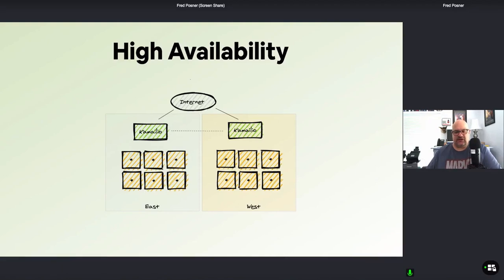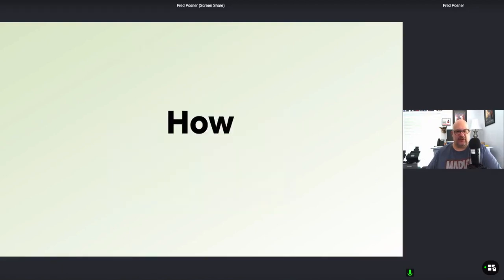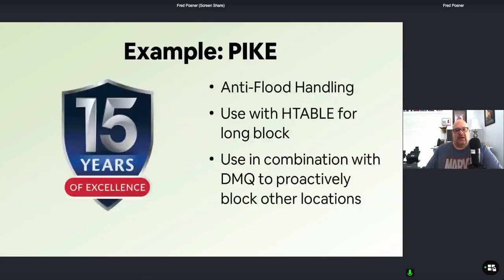Okay, let's talk a little bit about how we do things. I'm just going to give a couple of examples because, again, it's pretty complex at this point. First example I'd like to talk about is the PIKE module. The PIKE module has been around for 15 years, so it's pretty well established here.